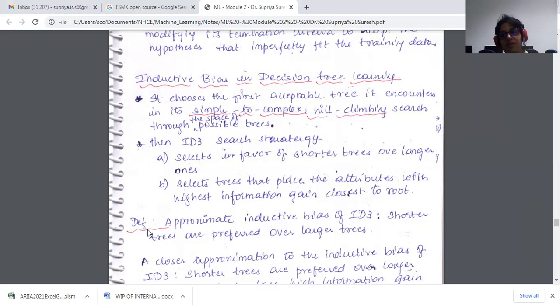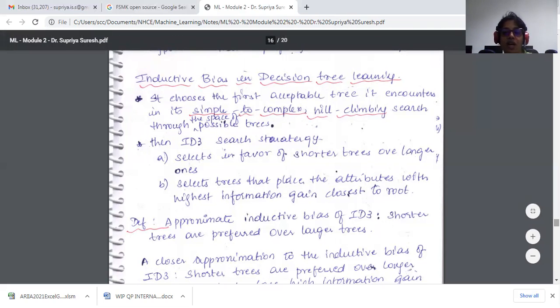One definition with respect to that is the approximate inductive bias of ID3. The approximate inductive bias of ID3 is that shorter trees are preferred over longer trees. We discussed this just now. It is easier for me than going ahead with longer trees, or the depth of the trees. Small trees are really good. That is basically the inductive bias of ID3.